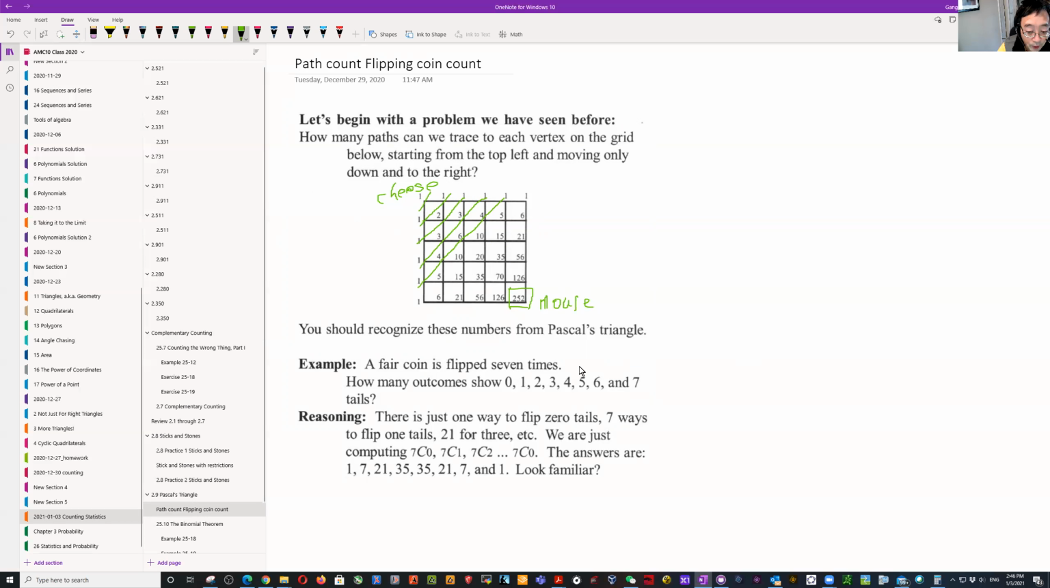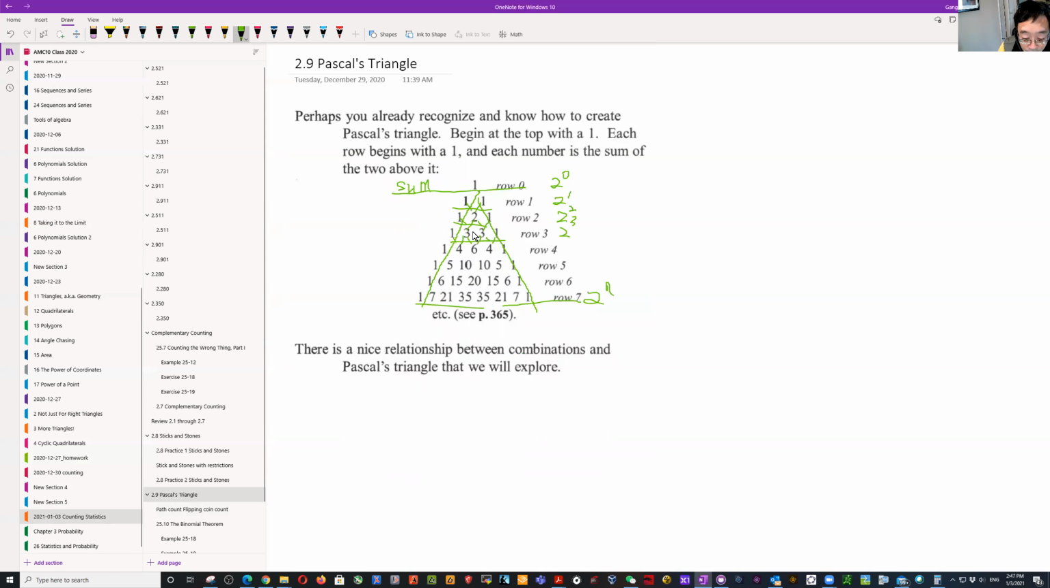And Pascal numbers actually come up in the coin flipping too. So let's say the example is that a fair coin is flipped 7 times. How many outcomes show 0 tails, 1 tail, 2 tails, all the way to 7 tails? And actually the way is that it's just bigger, and it will be exactly the same as these.